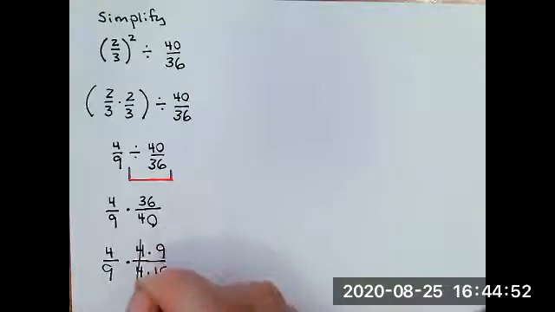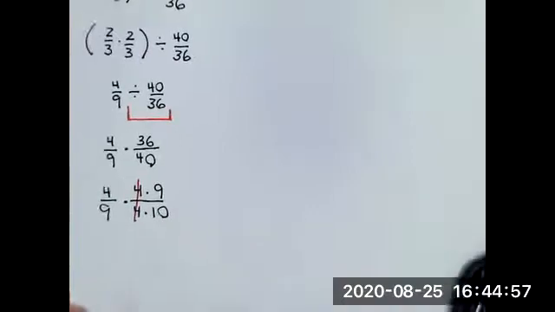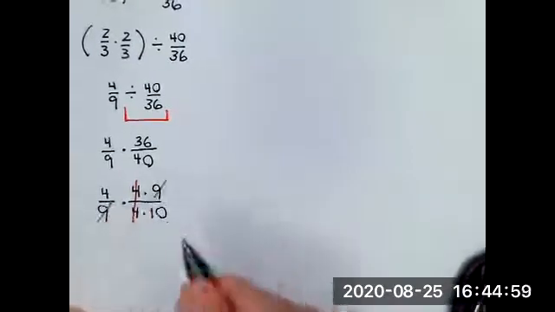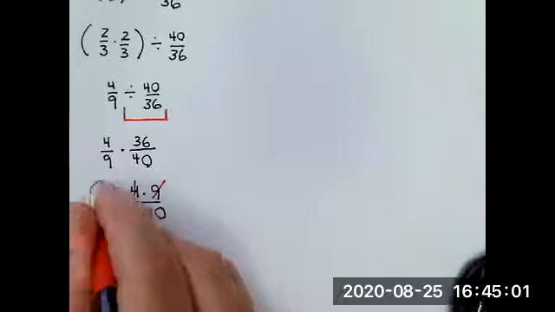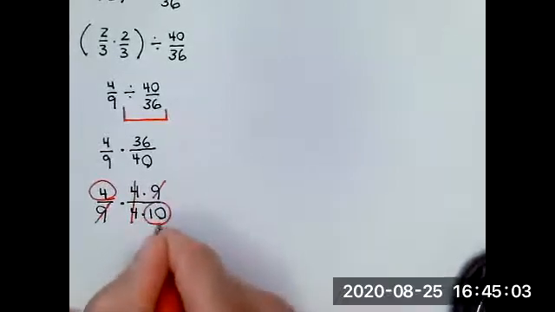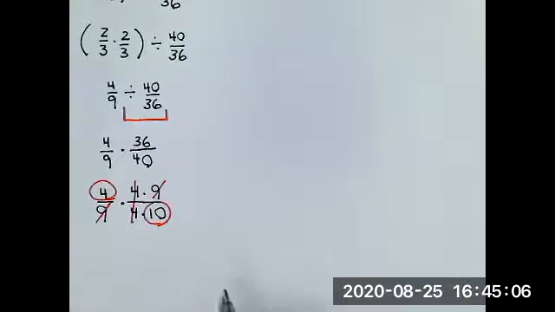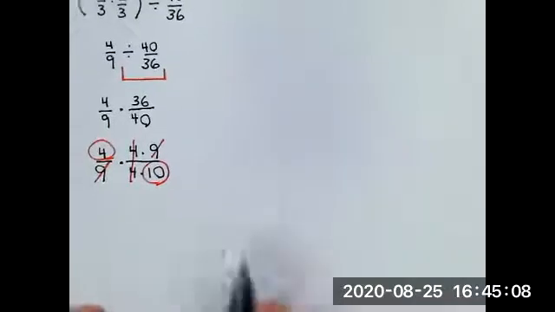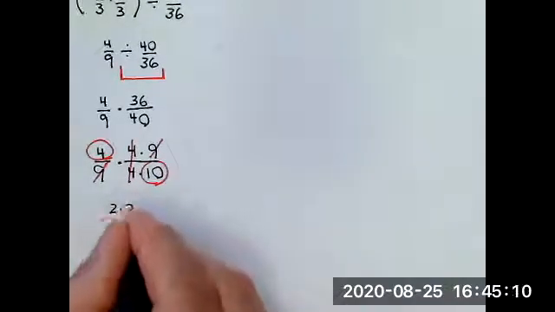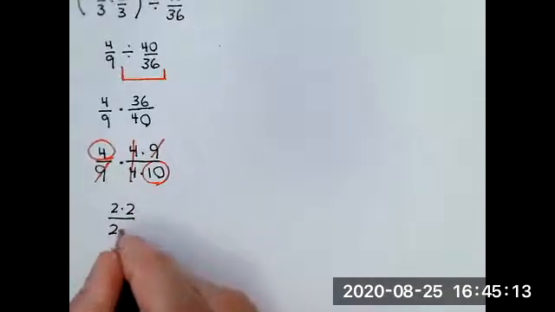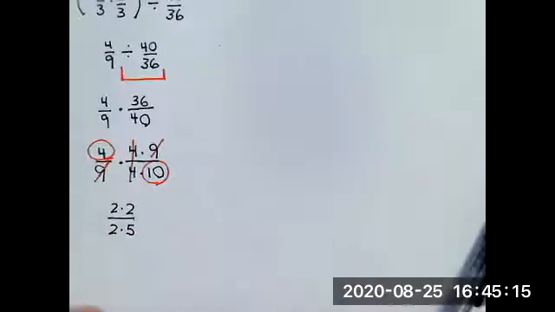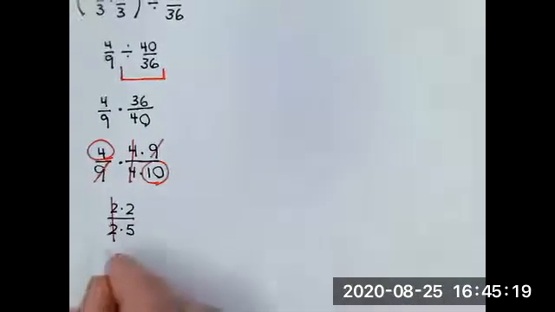I get 4/4 equals 1. 9/9 equals 1. What do I have left? 4/10. So I'll keep factoring. 2 times 2 over 2 times 5. 2/2 equals 1. My answer is 2/5. Let's try another one.